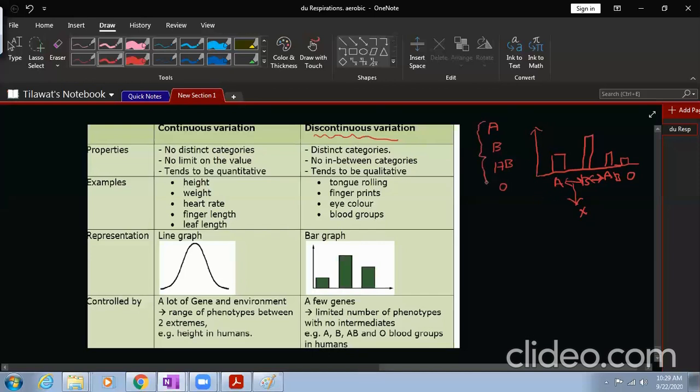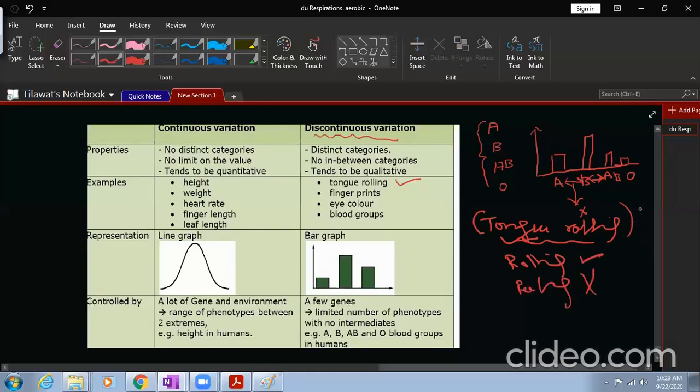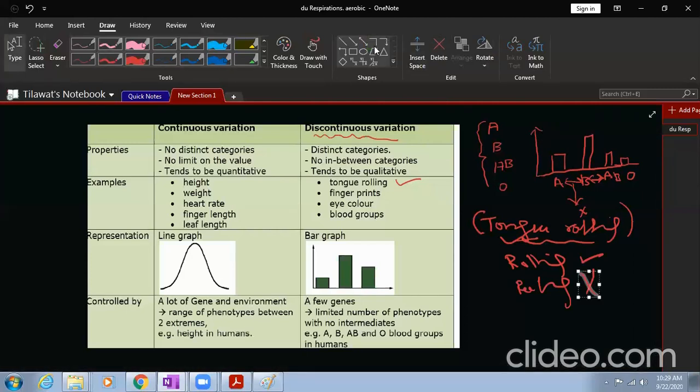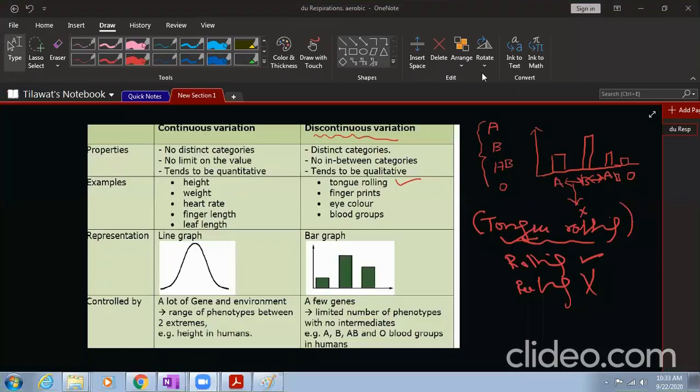Just the same, you can check tongue rolling. We also have no intermediate. Some people can roll their tongue. Just check your tongue. I can roll, but some cannot. Those who cannot, tell me in the chat. So there are two conditions: one person can roll the tongue, another can't. There is no intermediate between these two. Am I clear? Up to here it is clear, right?